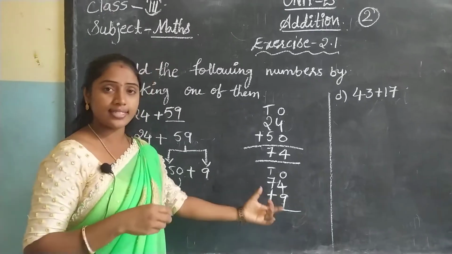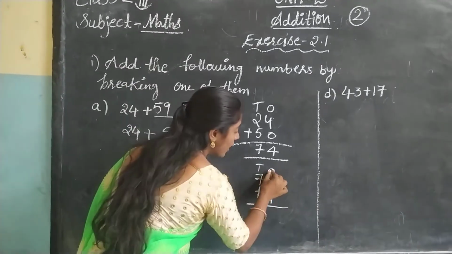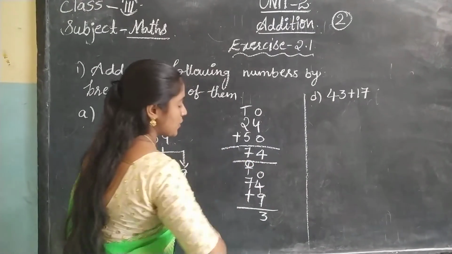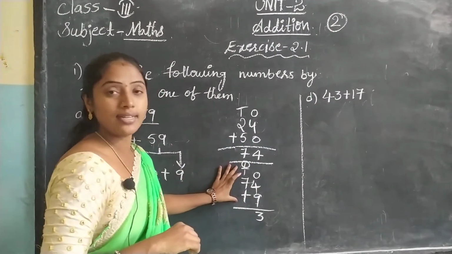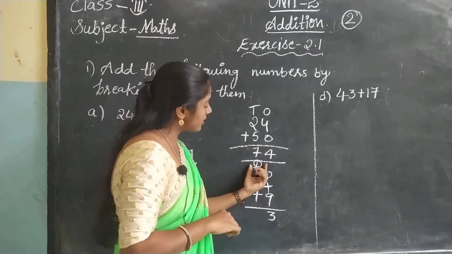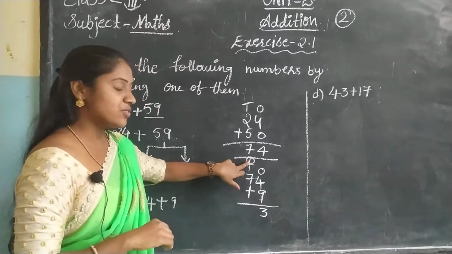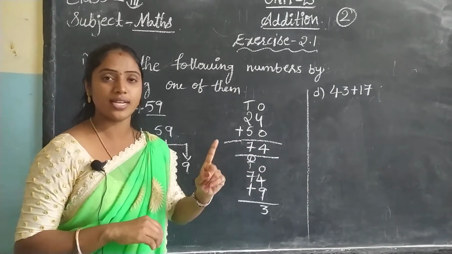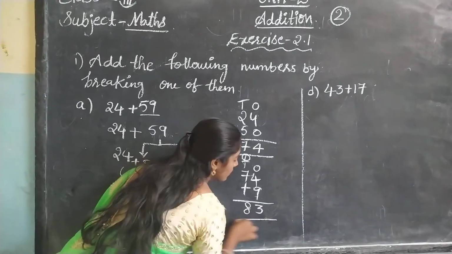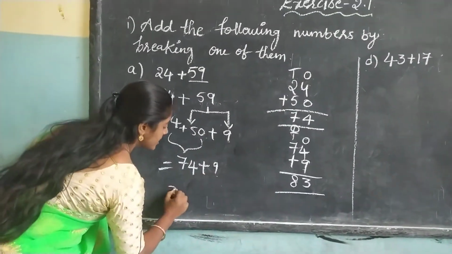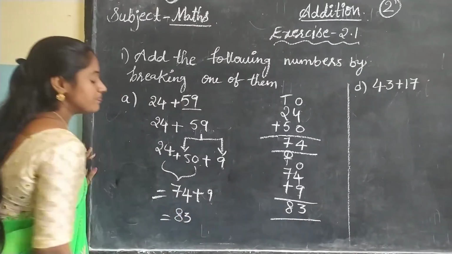So how to write 13 here? You write 3 in the ones place and carry over 1 to the tens place. Now you have to add in the tens place. What are the numbers here? 7 plus 1 carry. So add 7 plus 1. How much is 7 plus 1? 8. So what is the sum here? 83. So 74 plus 9 is equal to 83.